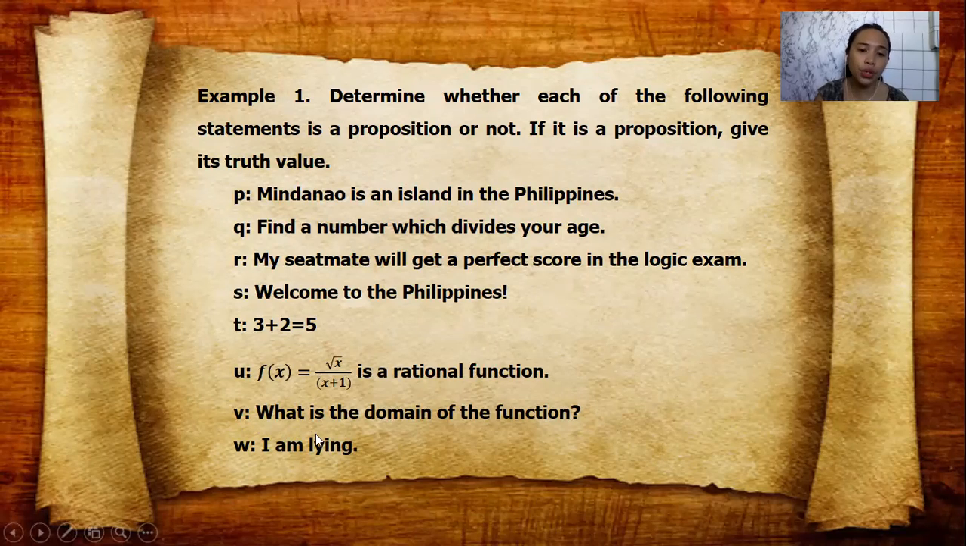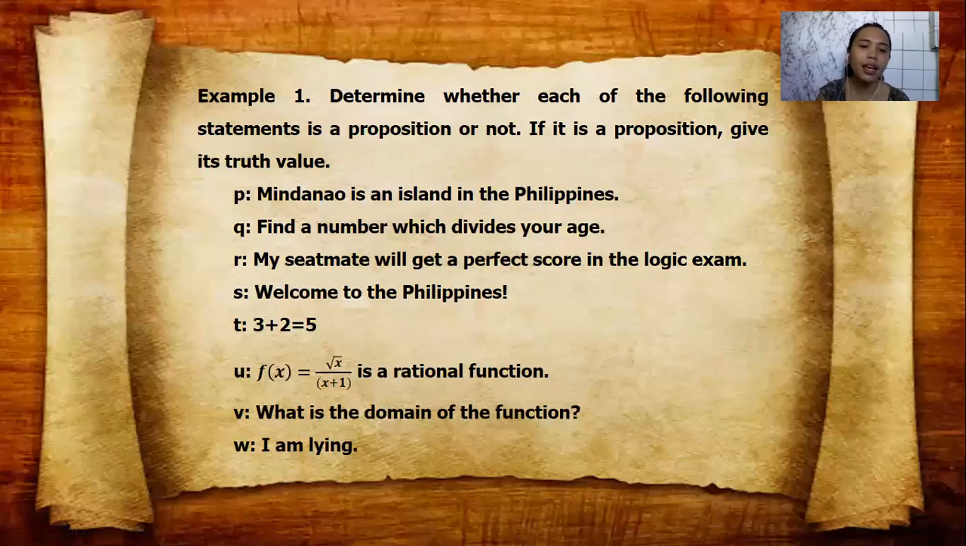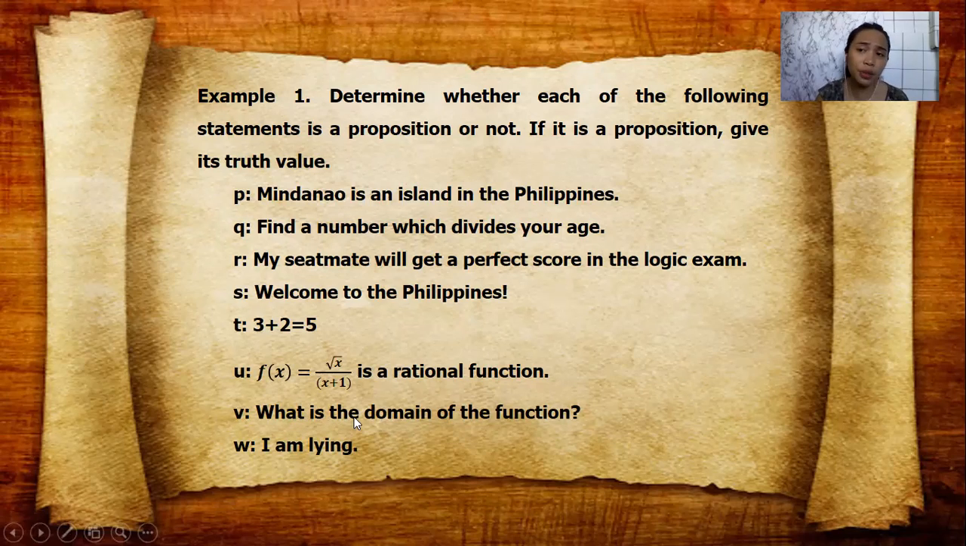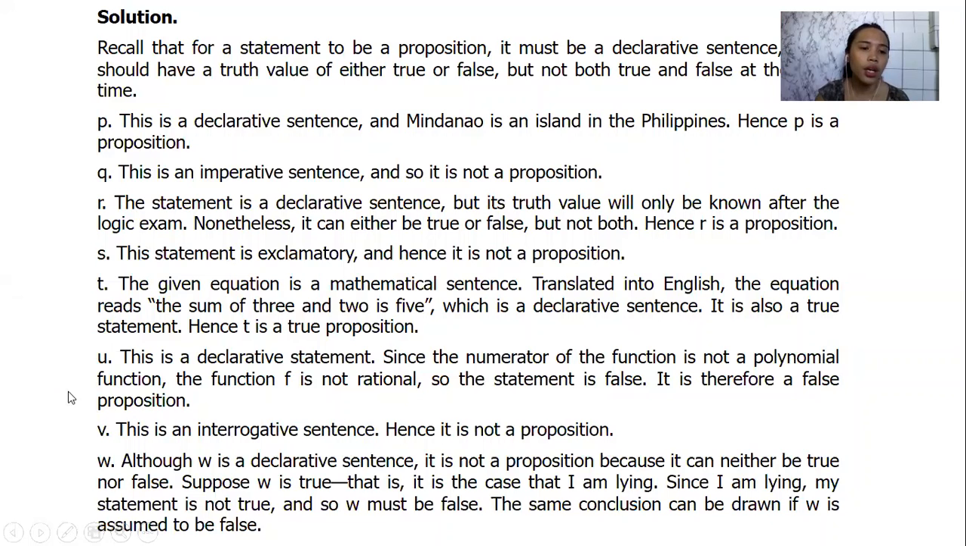Okay, V is the proposition: What is the domain of the function? Your V class is an interrogative sentence. When we say interrogative sentence, it's an asking sentence. So let us go back to the definition of declarative sentence. When it's a proposition, it should be a declarative sentence. So since V is not a declarative sentence, therefore it is not a proposition.